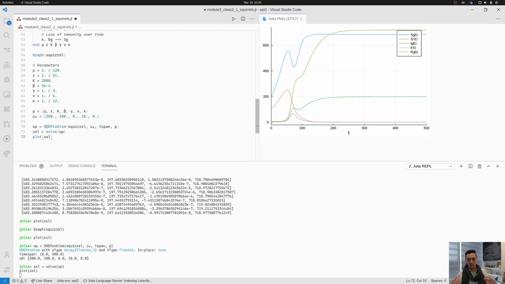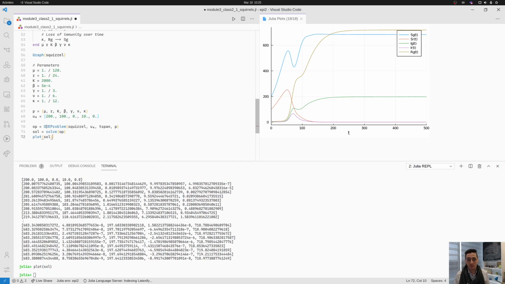So we could do a lot of simulations. We could do a lot of different conditions and see what's happening. So what is happening here?